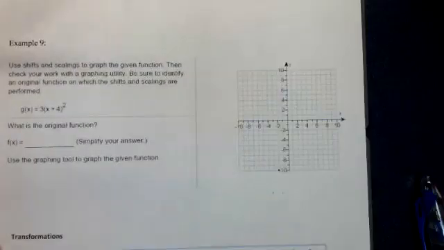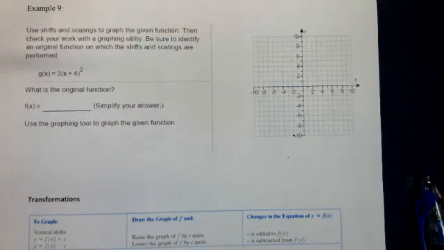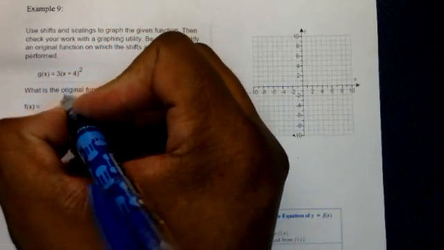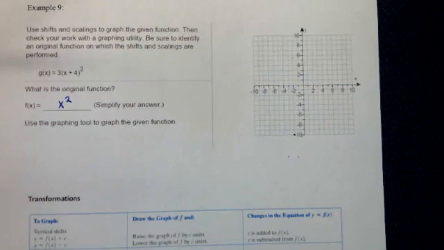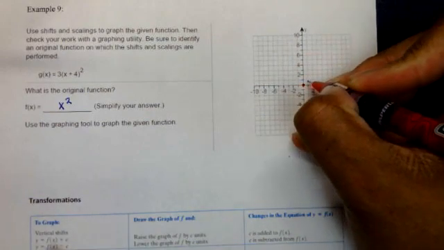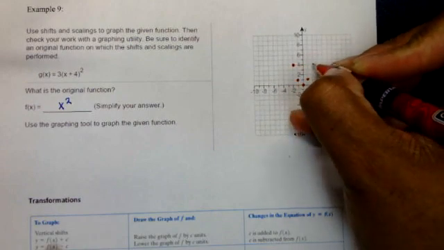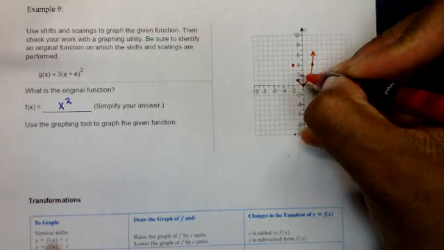And finally, let's say we had g of x is equal to 3 times the quantity x plus 4, squared. Let's find out what the original function is. Before the 3 and the x plus 4, it had to start off as x squared. So of course, f of x is equal to x squared. And I will go ahead and graph that in since I already know what the ordered pairs are. Okay, so here's the graph again of f of x equal to x squared.